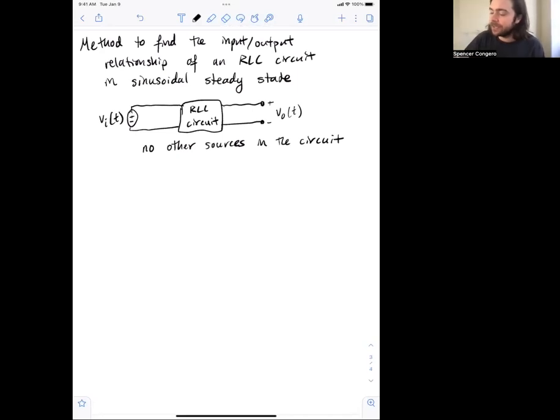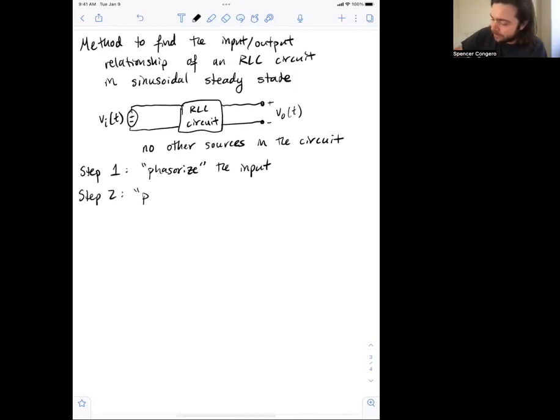And how can we try and find the input-output relationship? Well, we can follow a few steps, actually. It breaks up nicely into steps. So step one is we're going to phasorize, as I like to say, the input. We're going to take our input, convert it to the phasor domain, find its phasor. Step two, we're going to phasorize the circuit. And what does that mean?